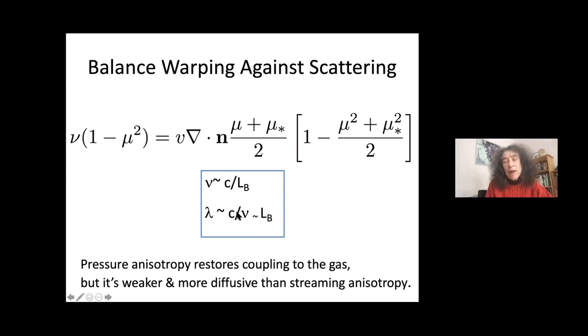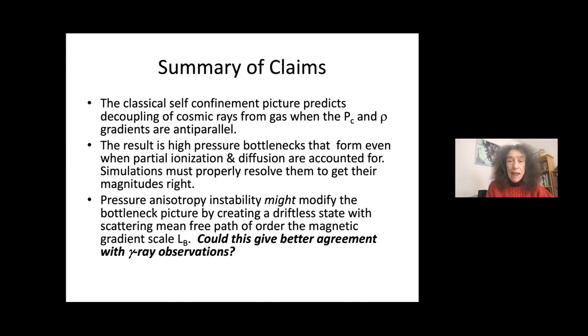So this relatively weak level of scattering, relatively long mean free path, will be enough to restore the coupling to the gas, but it's more diffusive and weaker than the streaming instability. That would be the claim. And so let me summarize this.